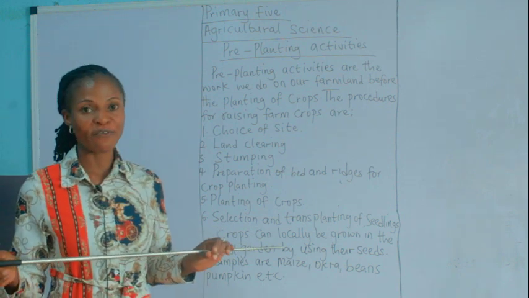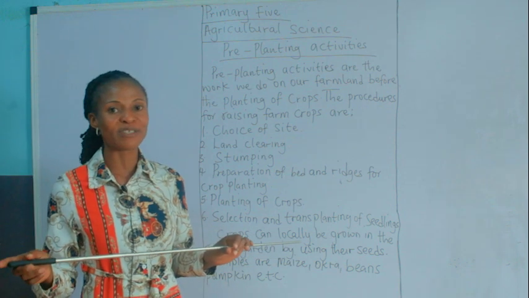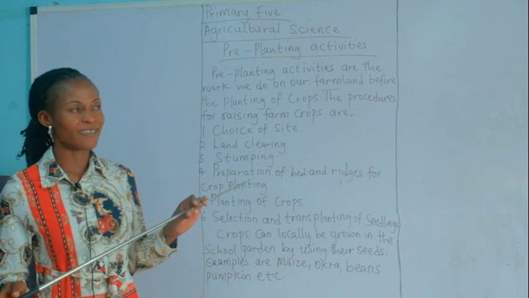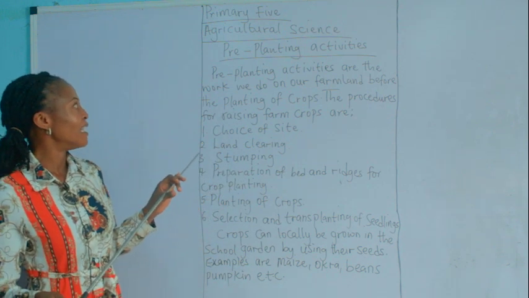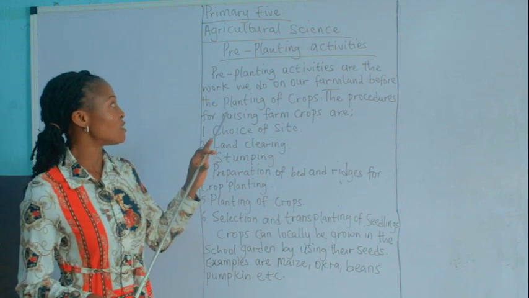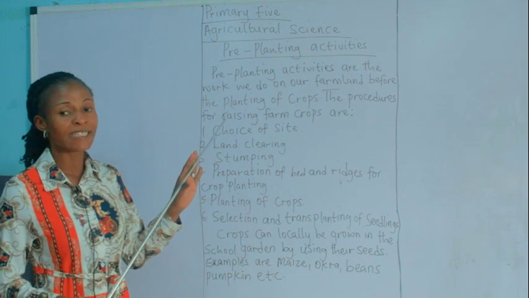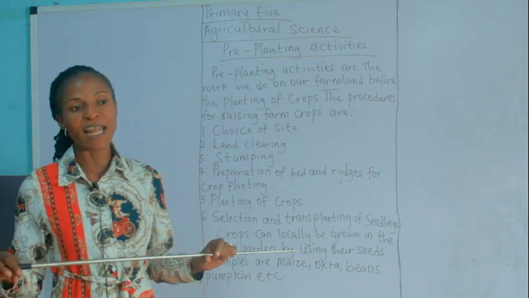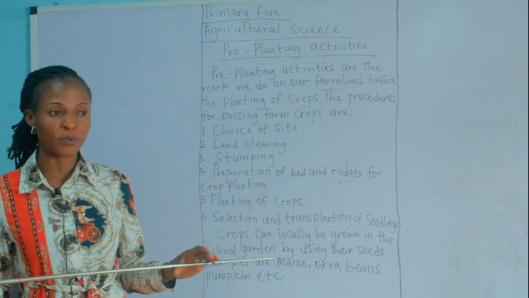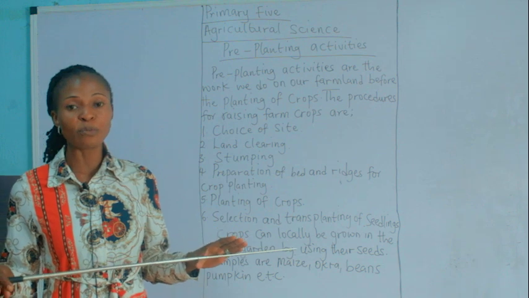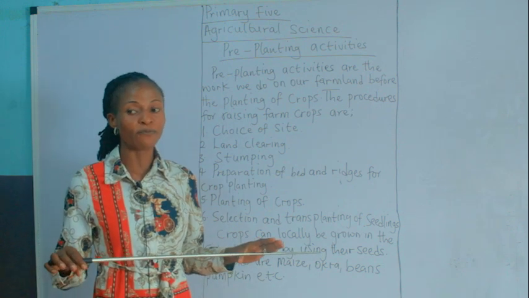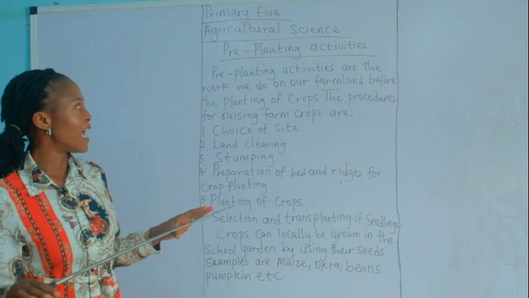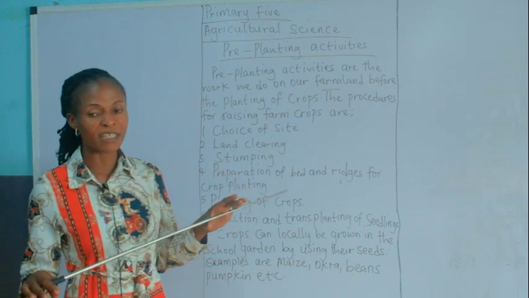This is Primary 5, and today I'm going to be taking you on agricultural science. This morning we're looking at the topic pre-planting activities. I know in our previous class we learned about different types of crops. We learned the legumes, the cereals, the tubers, and fruits and vegetables. Today we are looking at pre-planting activities.